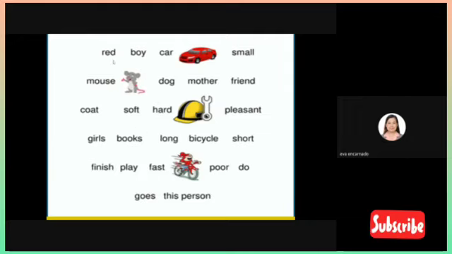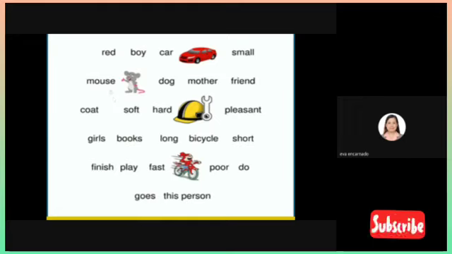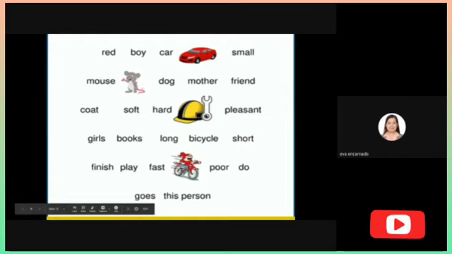Is red an adjective? Is boy an adjective? Okay, you can just guess, class. Just pick out 5 words. If you think mouse is an adjective, then write it down in your notebook. Okay? You can pause the video, remember. All right, teacher will continue.